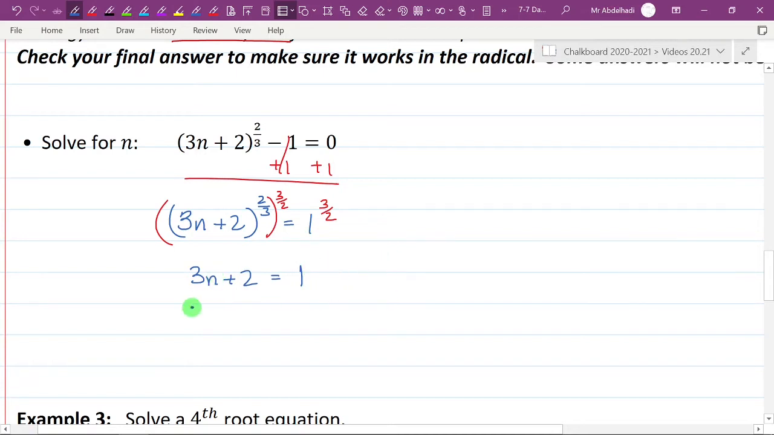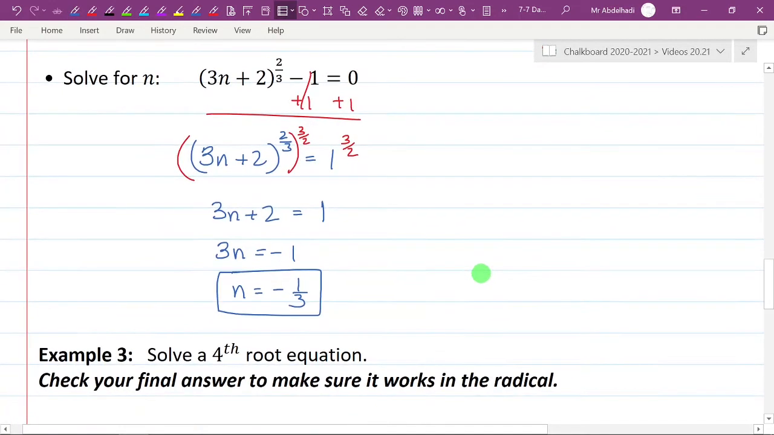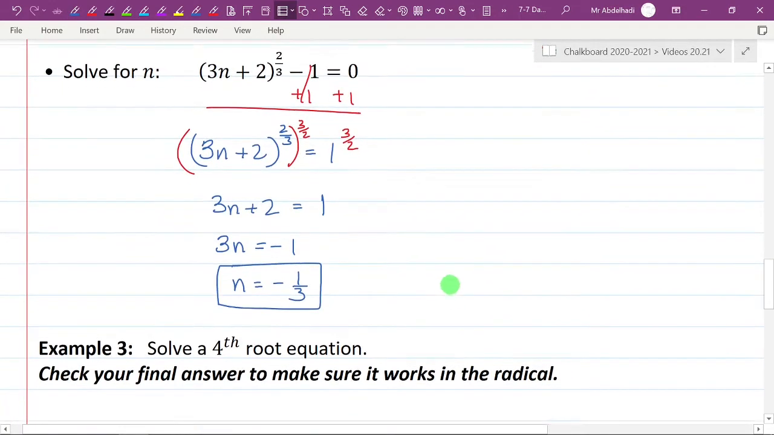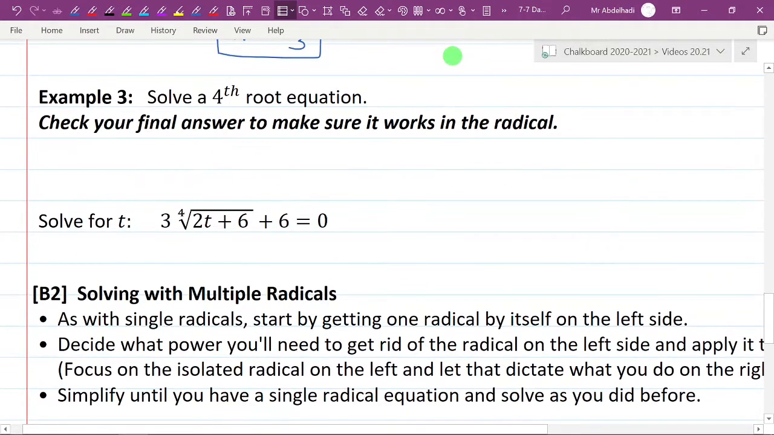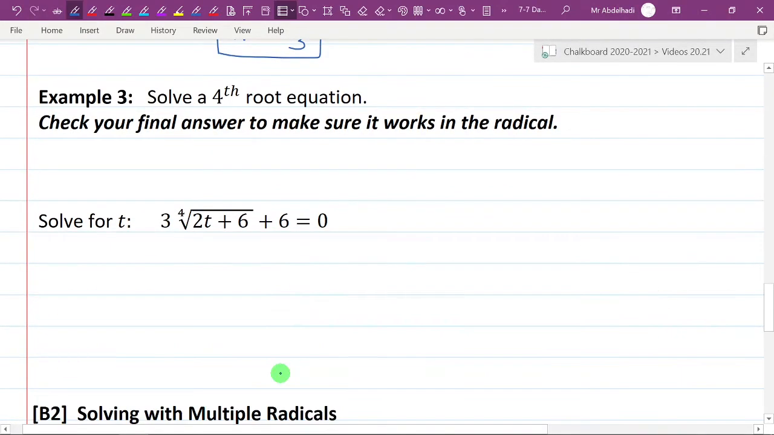So we get here, once again, algebra 1 simplicity. Subtract 2 from both sides, divide by 3, and there's your answer. Okay, so solving exponential equations and radical equations, all with a simple multiplicative inverse. Okay, let's try this one here.